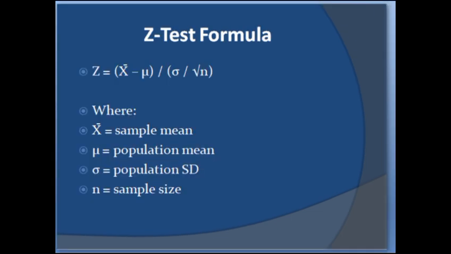Z-test formula. The formula of the Z-test is Z equals x bar minus mu upon sigma upon root n, where x bar is the sample mean, mu is the population mean, sigma is the population standard deviation, and n is the sample size. The formula measures how many standard errors the sample mean is away from the population mean.